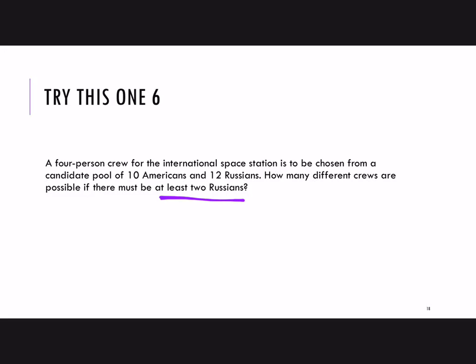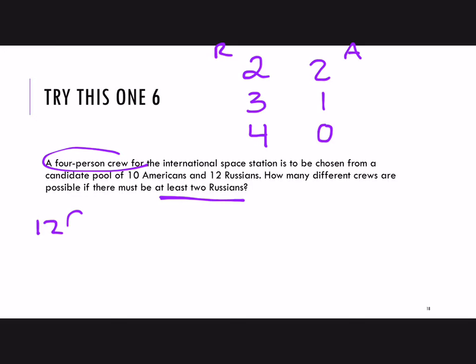Okay, so we have a case with at least 2 Russians. So that means that we can choose, let's see, we're choosing a 4-person crew. So we can choose 2 Russians and 2 Americans. We could choose 3 Russians and 1 American, or we could choose all 4 Russians and no Americans. Those are the cases. All right, so setting up the combinations, it could be 12 Russians, choose 2.